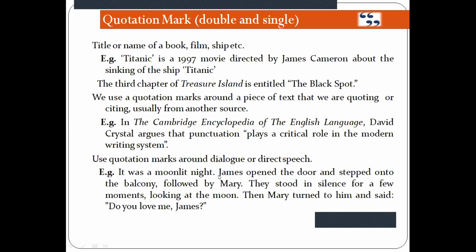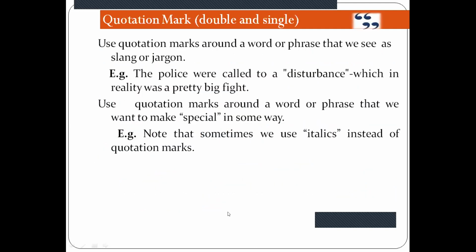It was a moonlit night. James opened the door and stepped onto the balcony, followed by Mary. They stood in silence for a few moments, looking at the moon. Then Mary turned to him and said, "Do you love me, James?" These are quoted words in a dialogue, direct speech. Again, more on quotation marks.